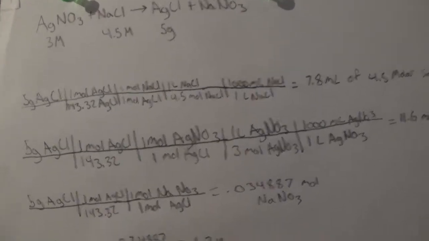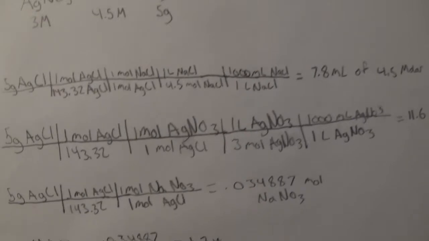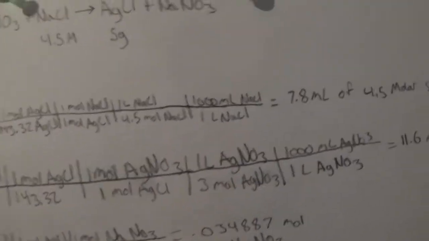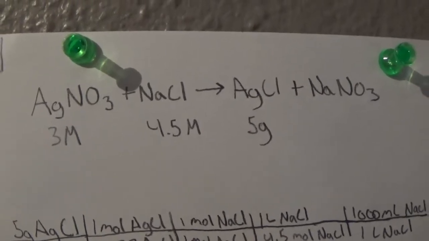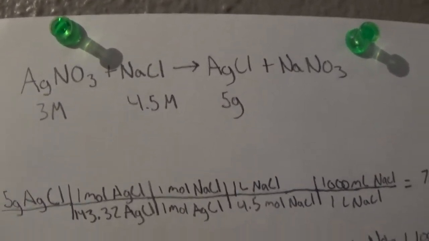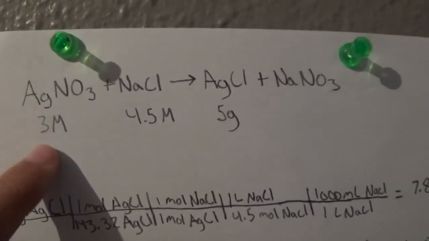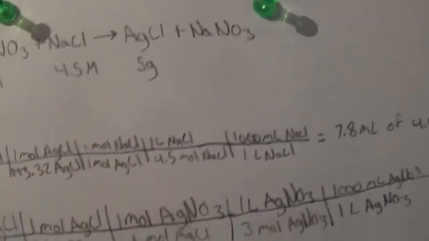Alright, so this is for part A of the stoichiometry video retake. You're supposed to choose any double displacement reaction. So here's mine up here: AgNO3 plus NaCl yields AgCl plus NaNO3. So we have our 3 molar of the first reactant, 4.5 molar of the second reactant, and 5 grams of precipitate.